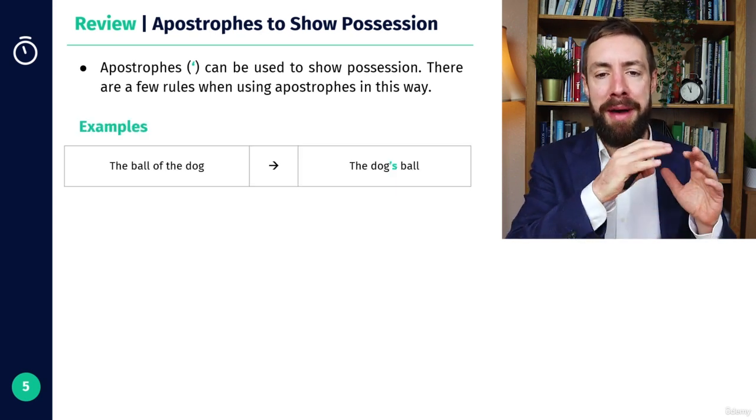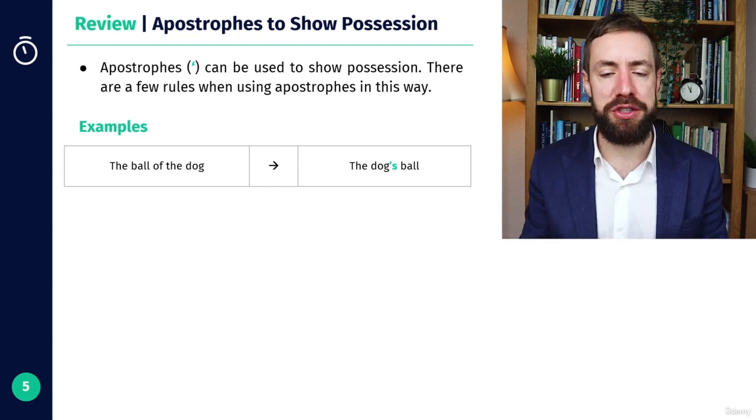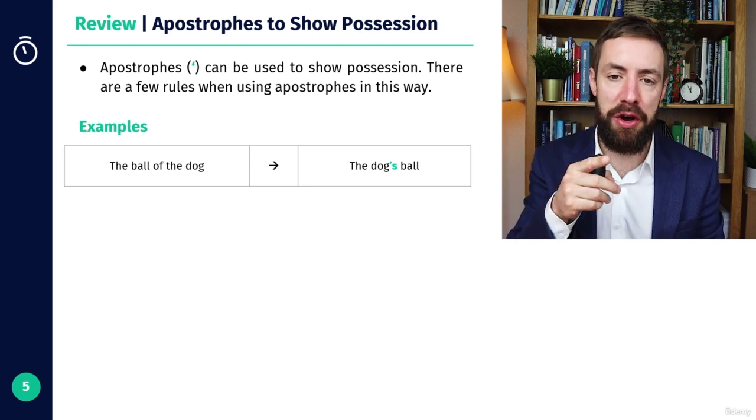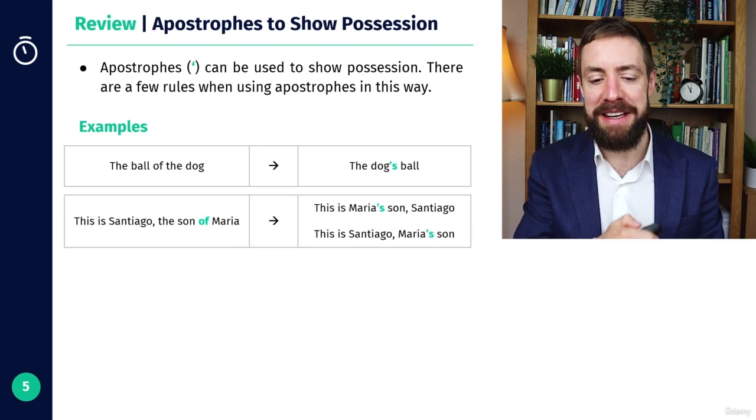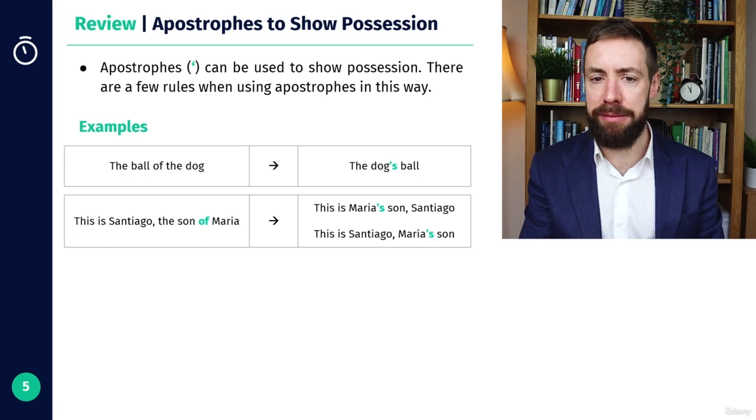So if we're talking about the ball of the dog, this is the simplest way of using apostrophes. We say the dog's ball. So it's dog, apostrophe S, ball. That one's pretty easy. But in some situations, it can get a little more complicated.